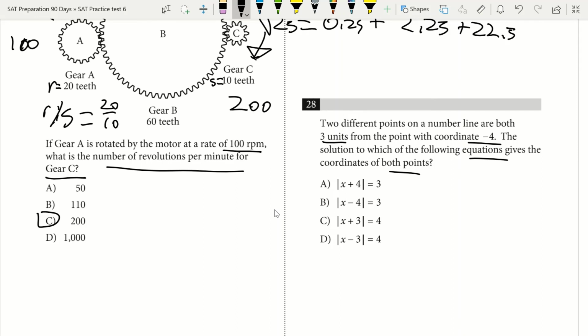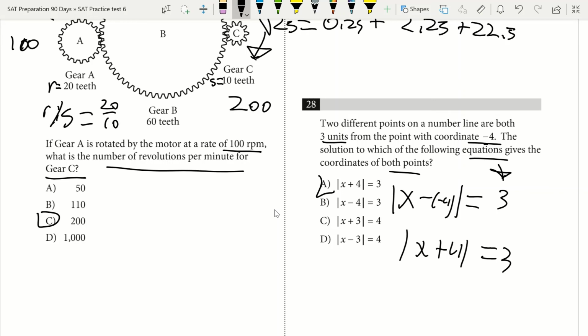Okay, one thing that you need to understand here is the equation for having something that's certain units from a coordinate. What you're going to do is set the unit difference, right? In this case, the units from this point is 3. You're going to put that on one side of an equal sign, and then you're going to have the absolute value of x minus whatever your coordinate point is. So the equation that you're going to use is the absolute value of x minus a equals the distance, right? In this case, our distance is 3. It's 3 units from this point. We know our coordinate is -4, so we put a -4 in for a. We see that x minus -4 is going to create an x plus 4, so that's going to be our equation right there. So we see that that's going to be answer choice A.